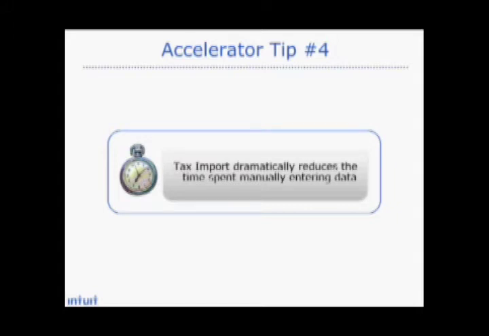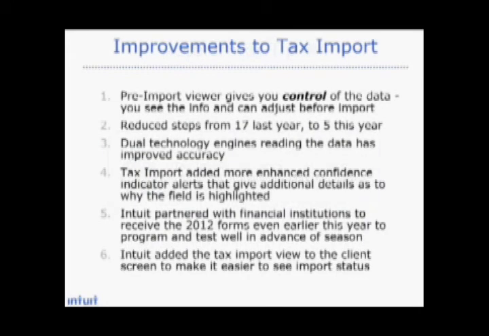We have a pre-import viewer that gives us control of the data that we see before we import it into the tax return. Also, what Intuit did is they reduced steps from 17 last year to 5 this year and this coming busy season. It does use a dual technology that reads the data twice. So what happens there, I don't know if we have statistic gurus out there, but statistically when you do something twice, you're going to get a better result as the end product in the import.